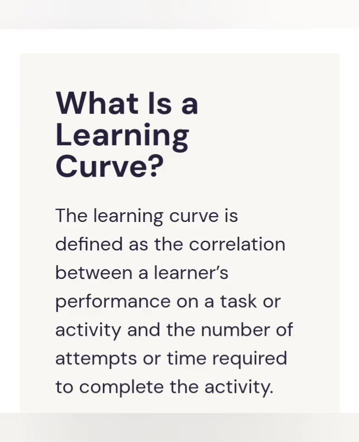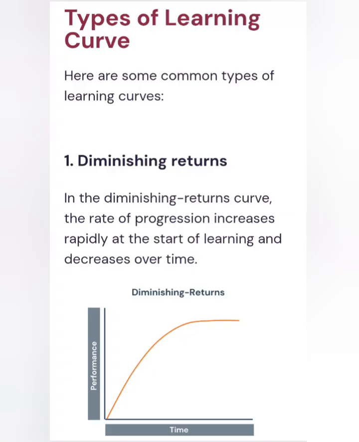Now our next main topic is learning curve. Now we see what a learning curve is. The learning curve is defined as the correlation between a learner's performance on a task or activity and the number of attempts or time required to complete the activity. Next one is types of learning curve.